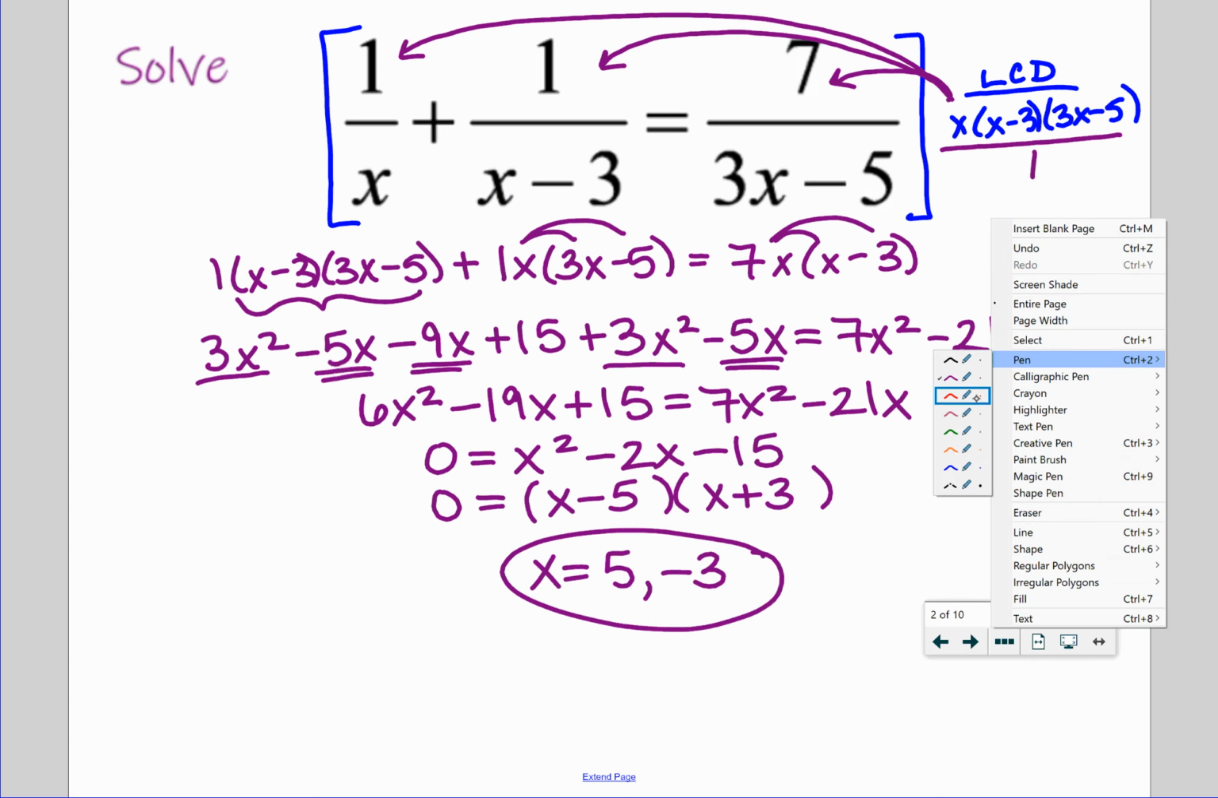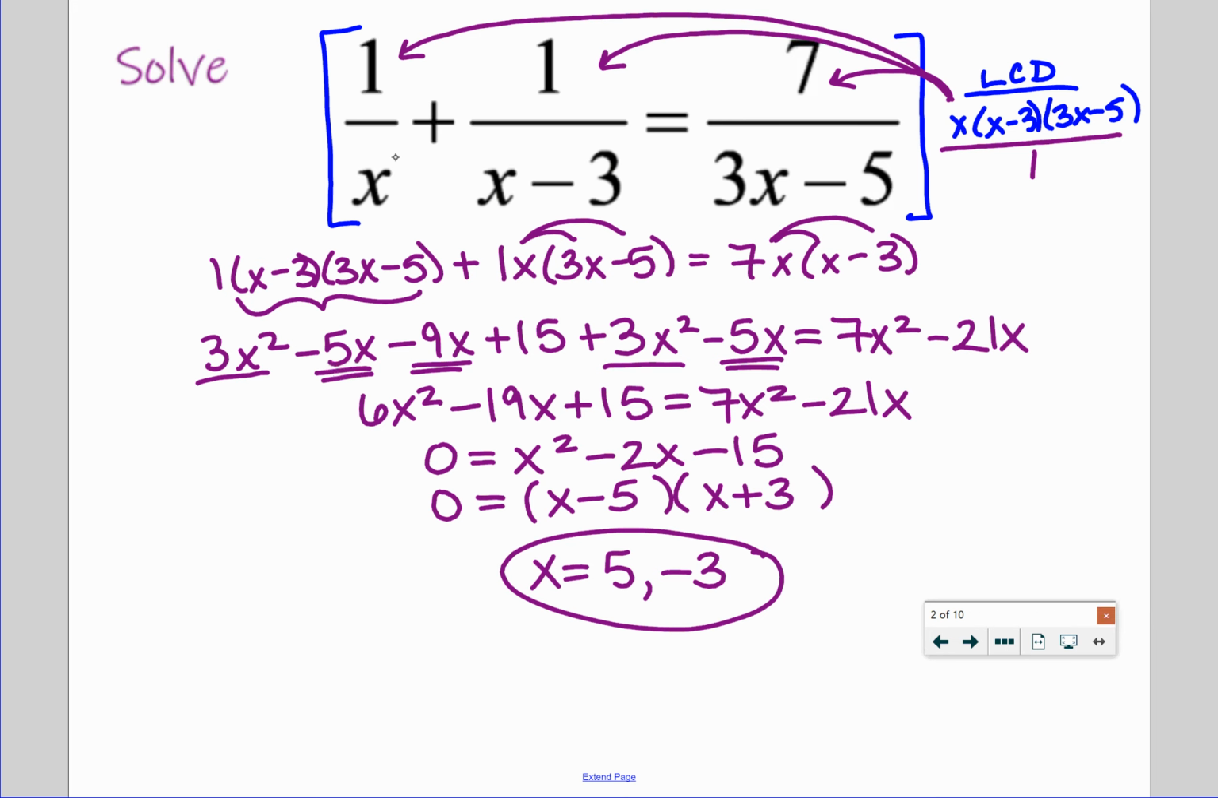Now it's worth checking at the end here if you have any extraneous solutions. Extraneous solutions can occur when you take these answers and plug them back into your denominators. You can see that no matter which number I plug in, I'm not going to end up with a 0 in any of these denominators, which means I do not have any extraneous solutions. If I did, I would just throw those out, and my final answers are going to be 5 and negative 3.